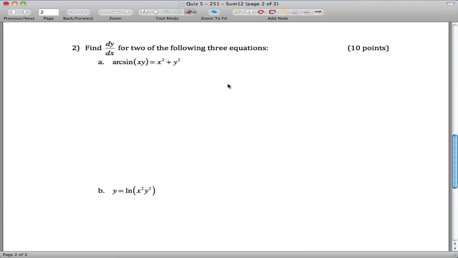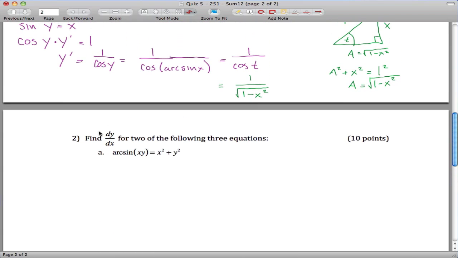All right, now we've got to do these. You only have to do 2 of these 3, but I'll do all 3 of them. This one you have some options on how you do it. You want to find dy/dx, the derivative of y with respect to x.